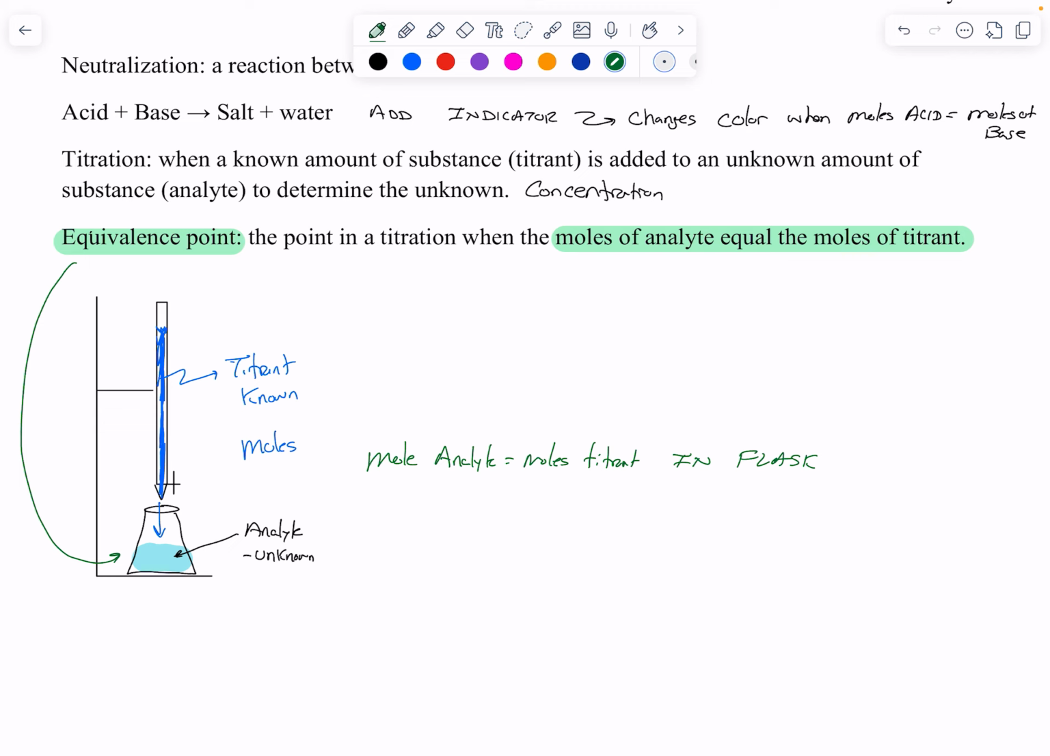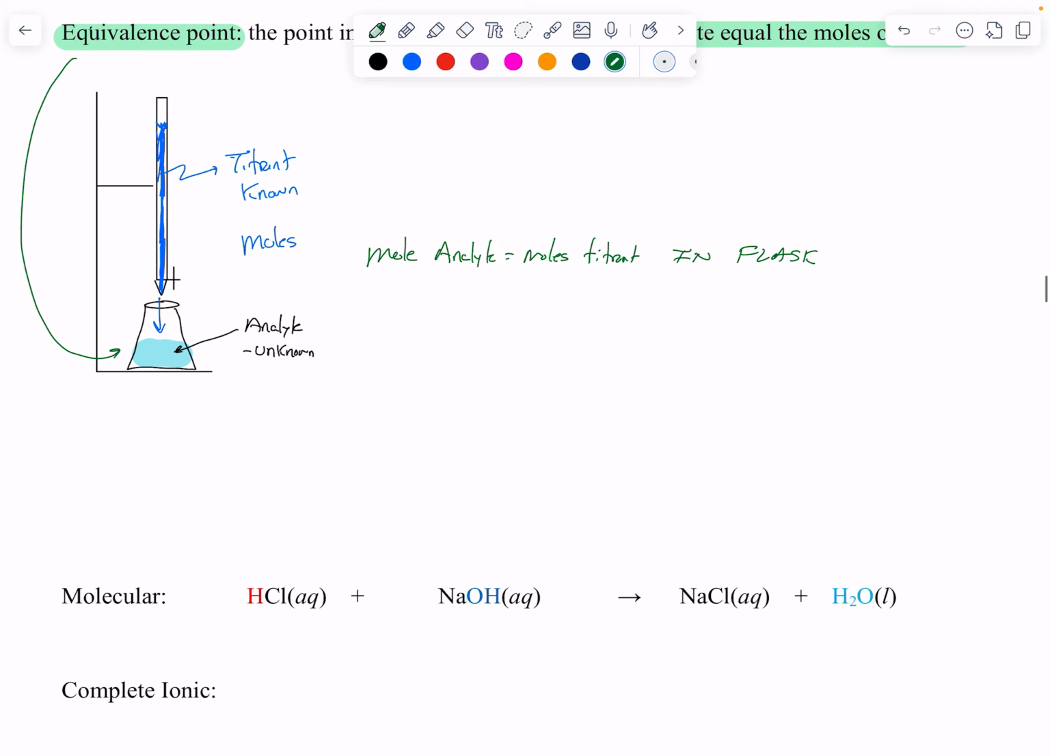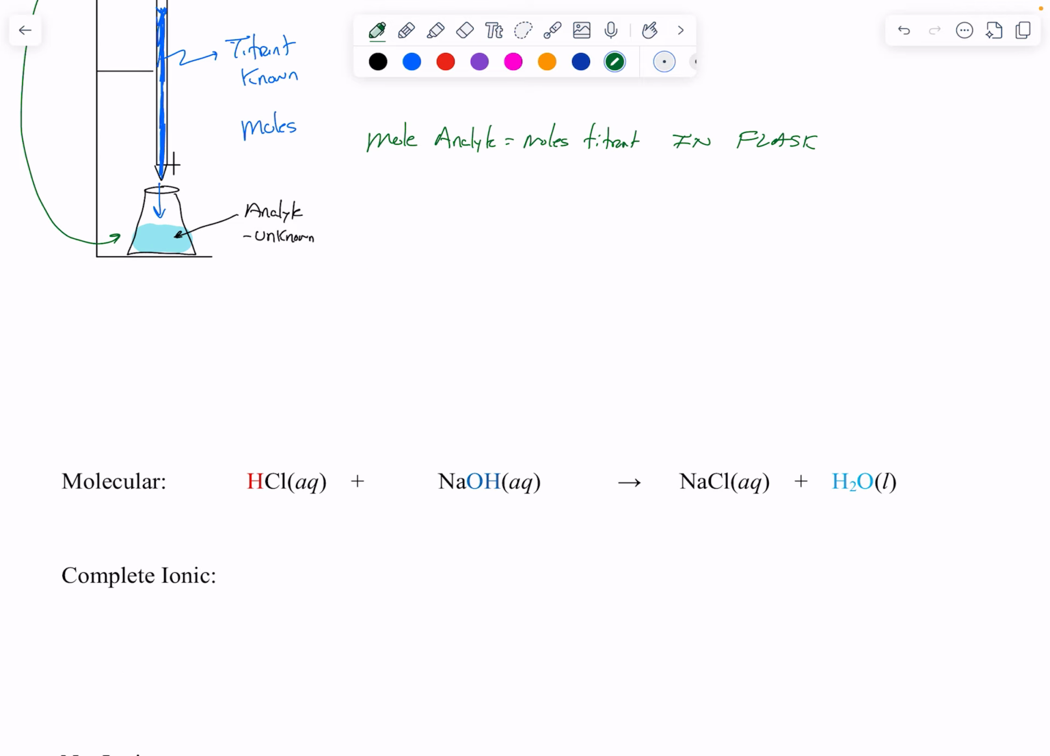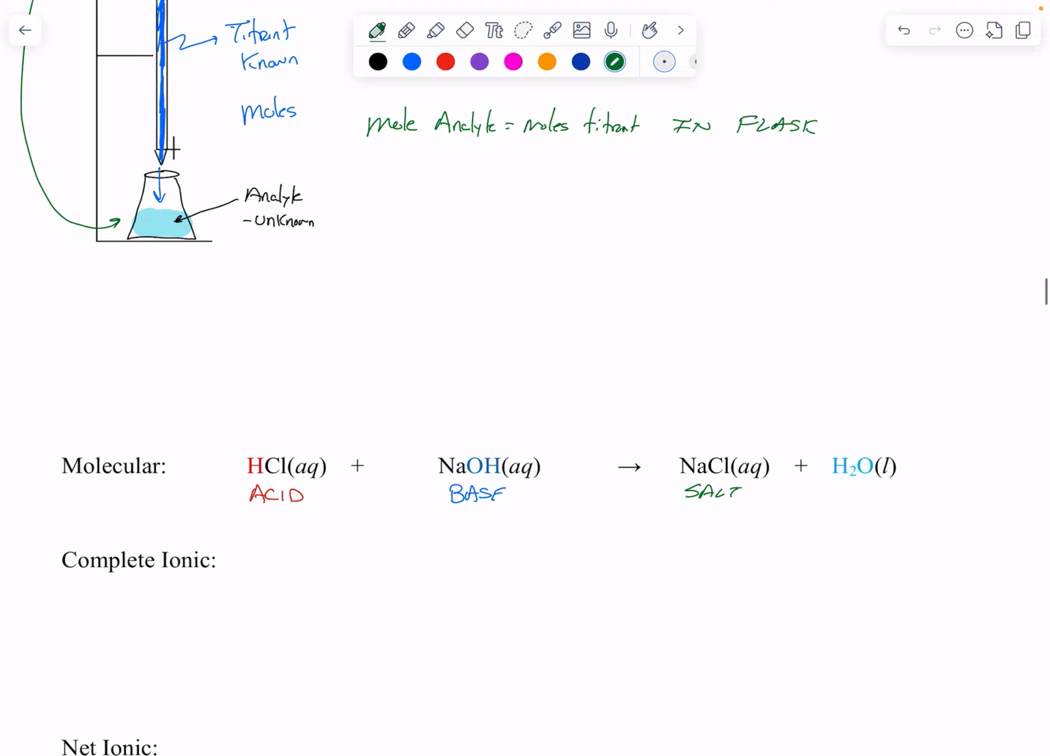All right. And so if we look at a basic example, let's say HCl is in one of those and NaOH is the other one of those, okay? We have the HCl would be the acid, and NaOH would be the base. Of course, sodium chloride is the salt, and water is the water.